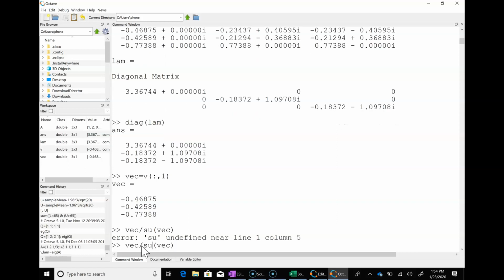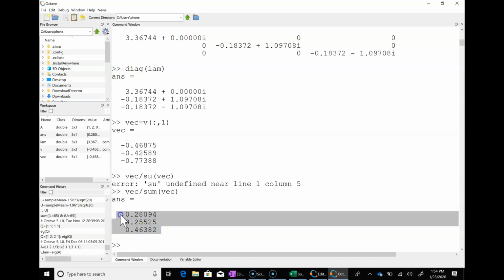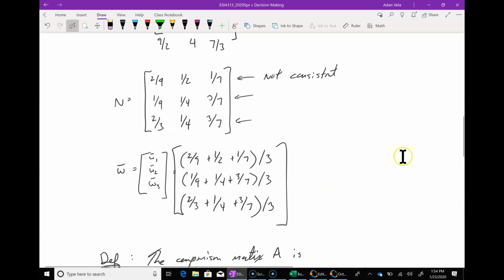So I'm just going to divide that vector by itself. What we see here, after we normalize it so they all add up to 1, is 0.28, 0.255, and 0.463. So what I'm going to do is verify that that's exactly what we get in these three values here. I'll go ahead and break out my calculator. We'll see how this goes.